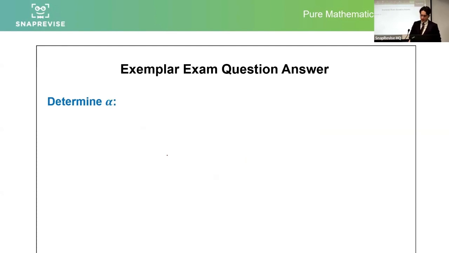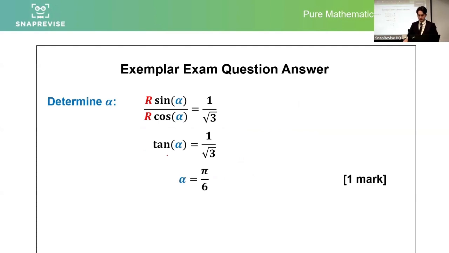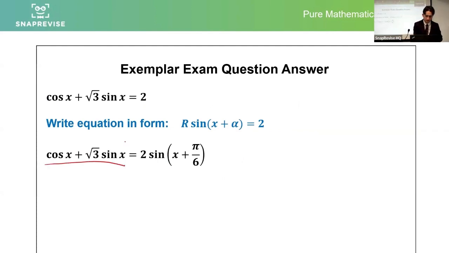Right, now the next bit, determining alpha. Remember, you can use r sine alpha over r cos alpha, which tidies up to tan alpha, and that would be 1 over √3. That is actually a very exact trig ratio. That turns out being 30 degrees, or in radians, pi over 6. So we've now found alpha. Now, if I put this all together, and I combine this, we now know that this thing can be written as this.